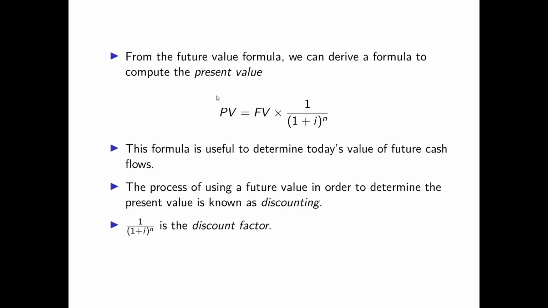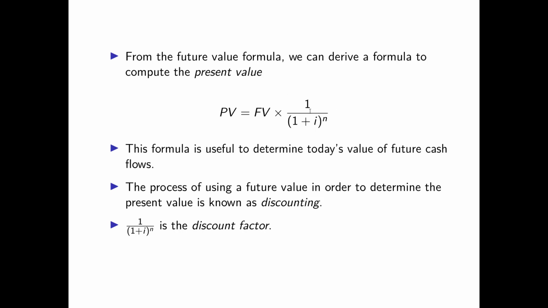So the same formula can be used to calculate the present value. We just rearrange some terms. If we do, then the present value is equal to the future value times 1 over 1 plus i raised to the nth power. The process of taking a future value and bringing it back to the present is known as discounting. And this term here is called the discount factor.